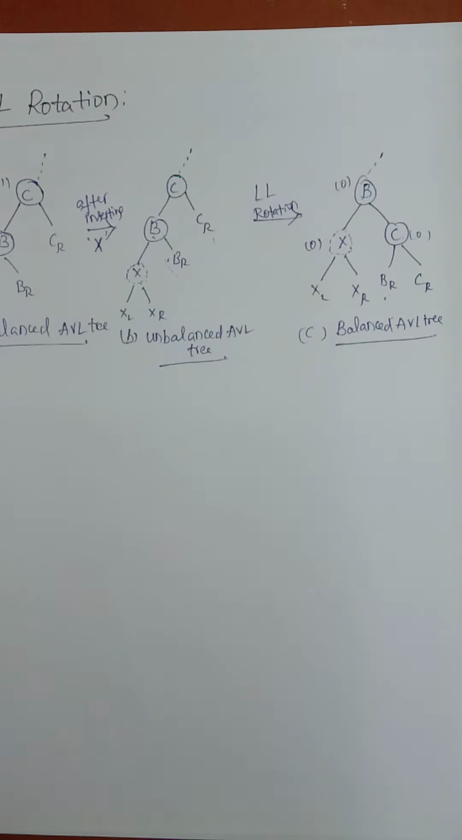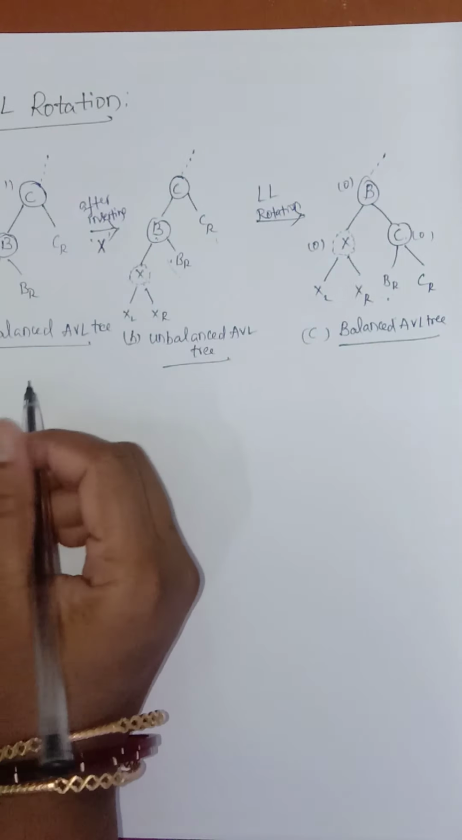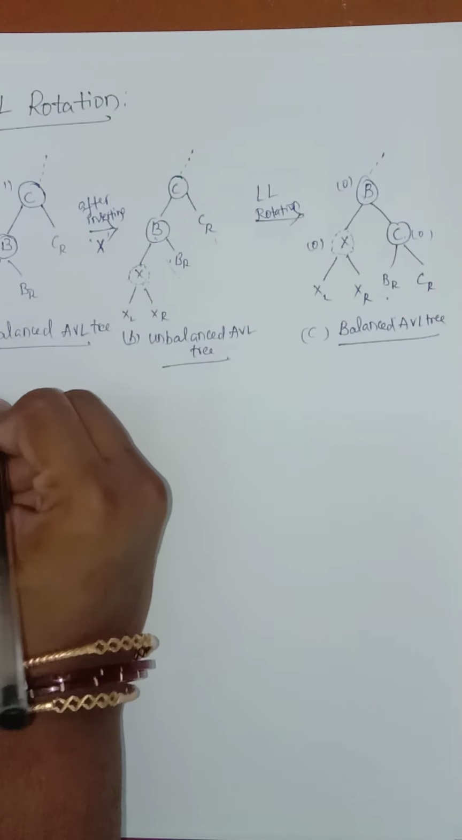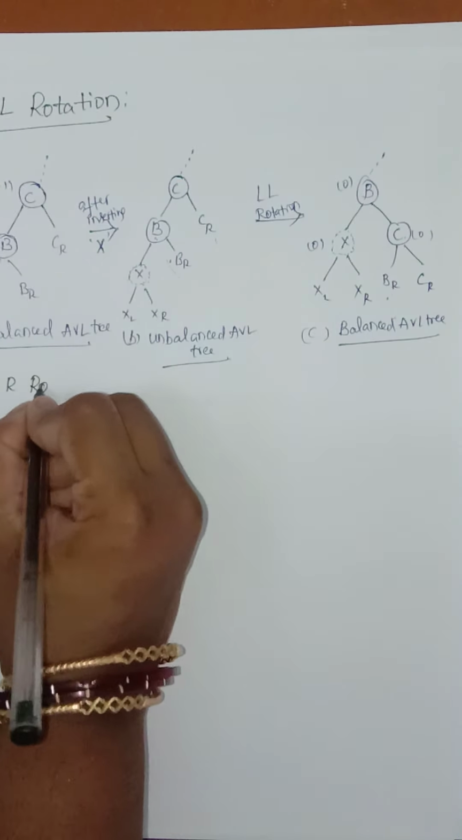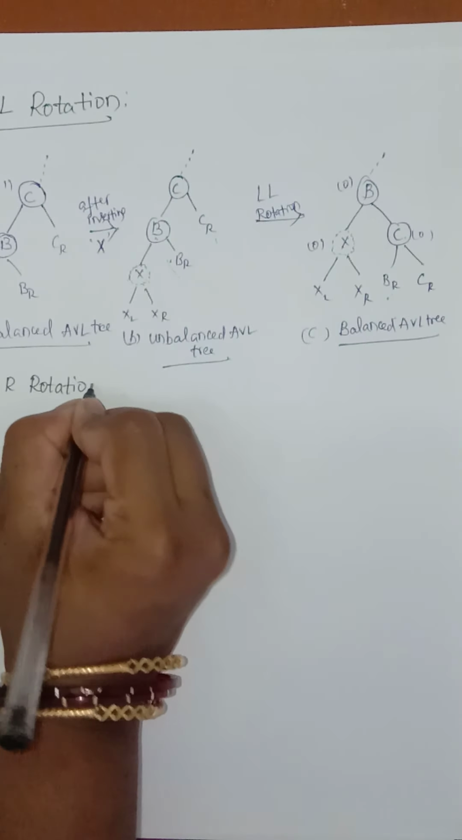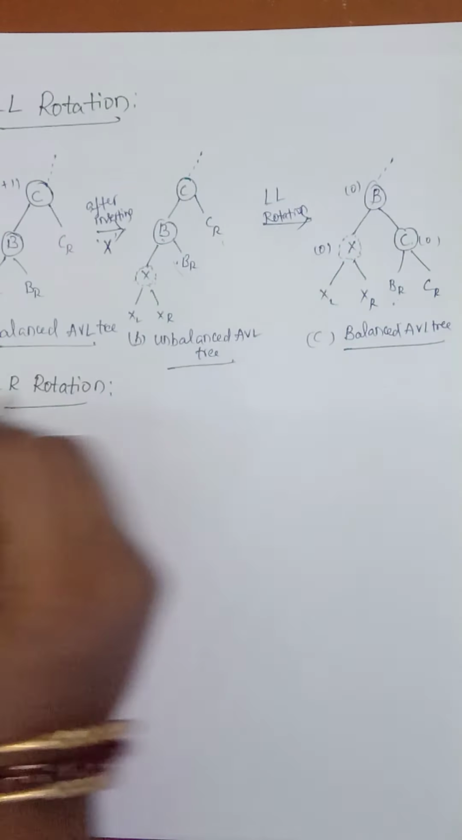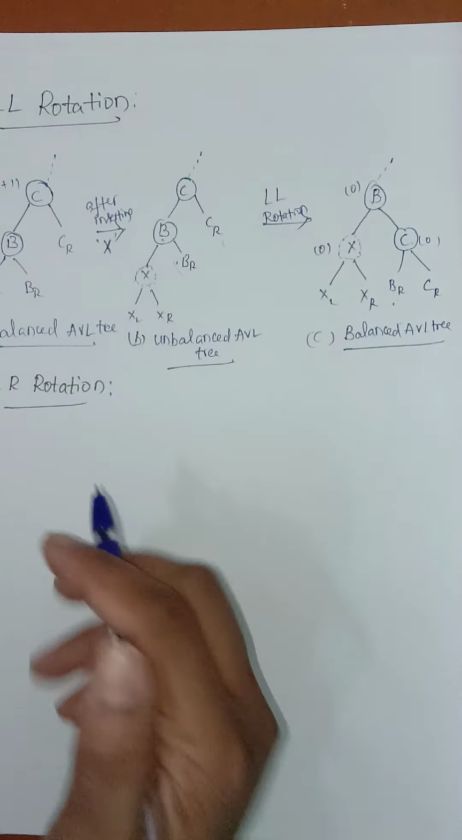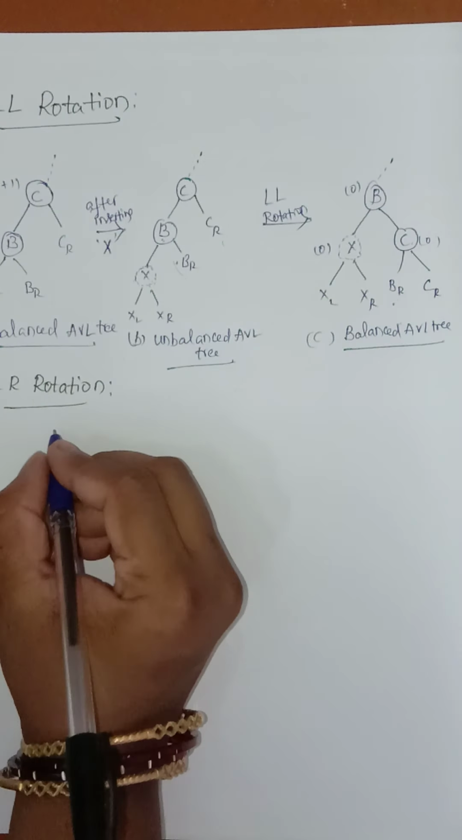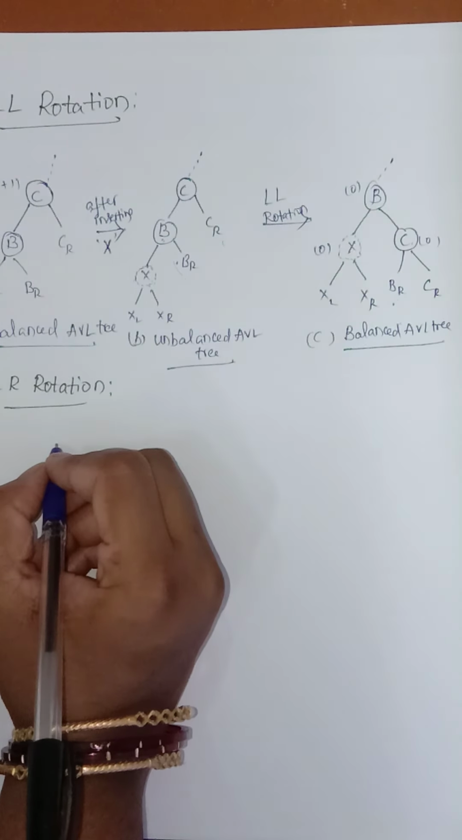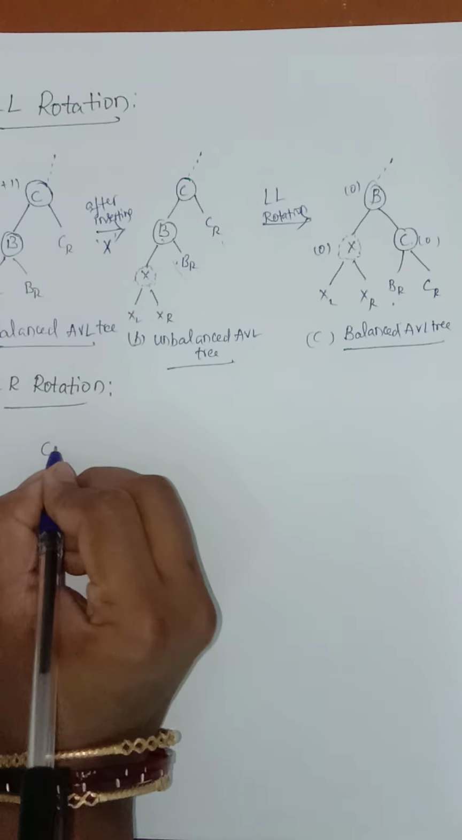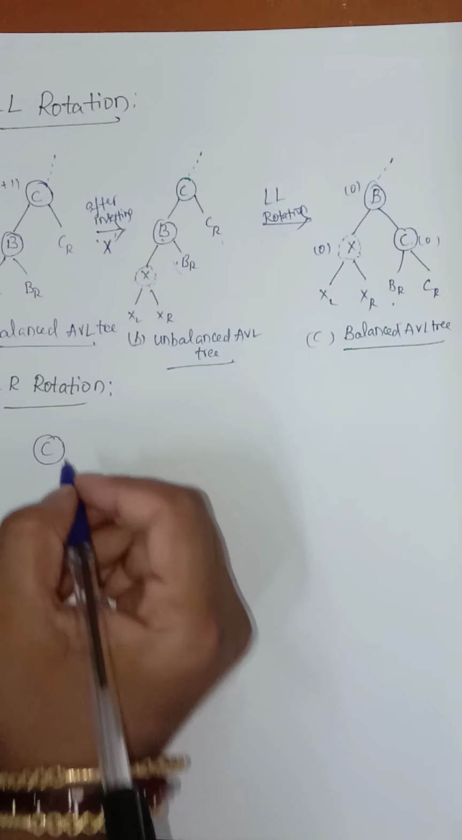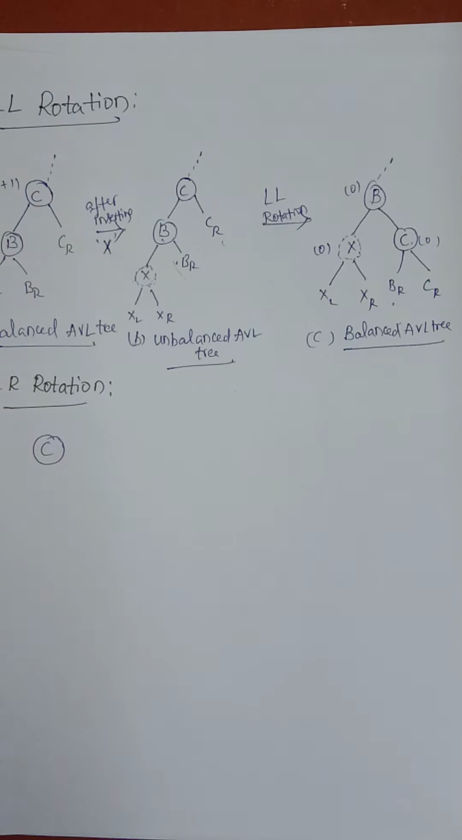Next we are moving to the LR rotation. Let us consider another example. LR rotation can be done at the right subtree of the left subtree. Right subtree of the left subtree.